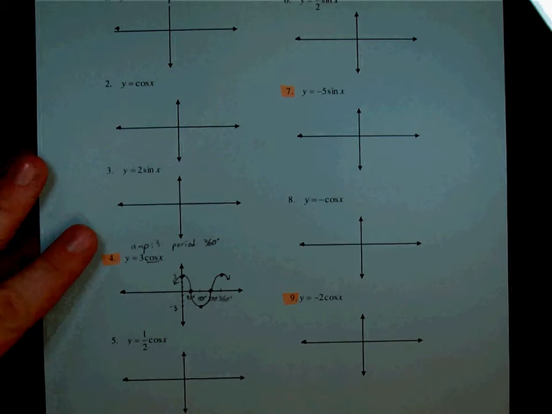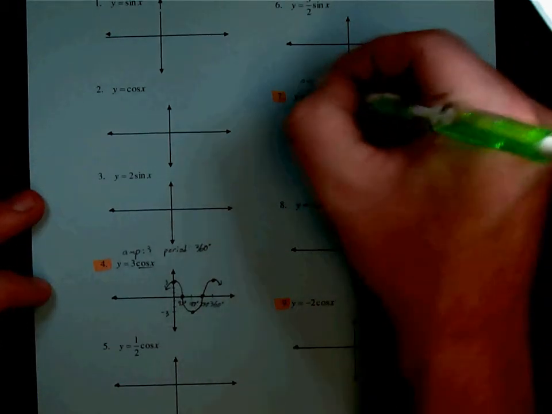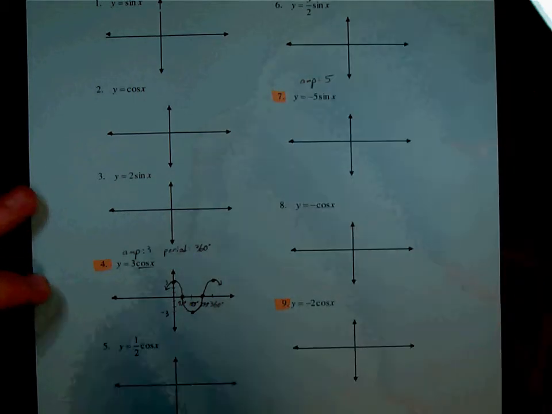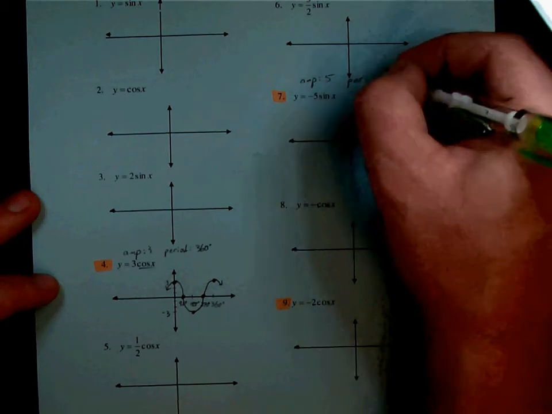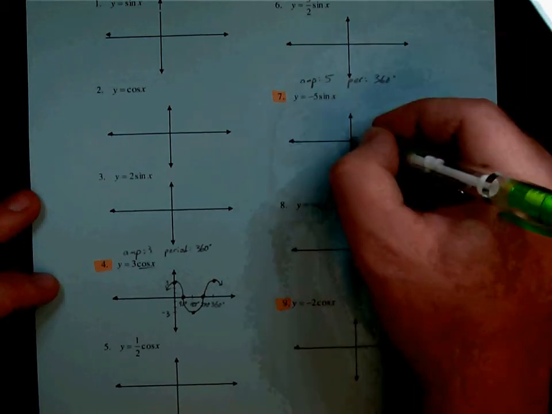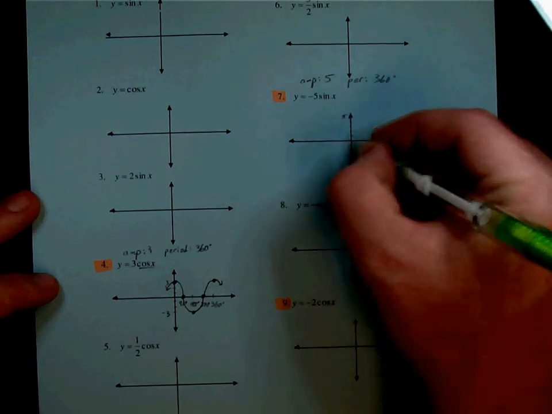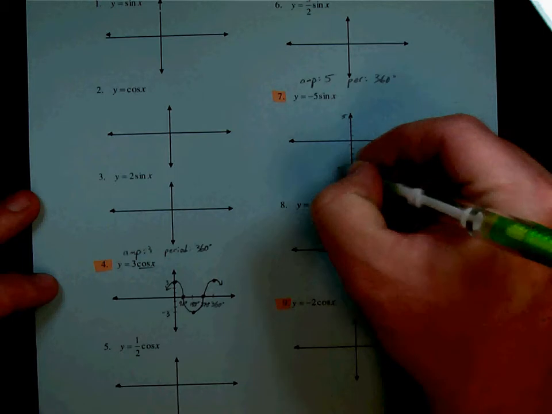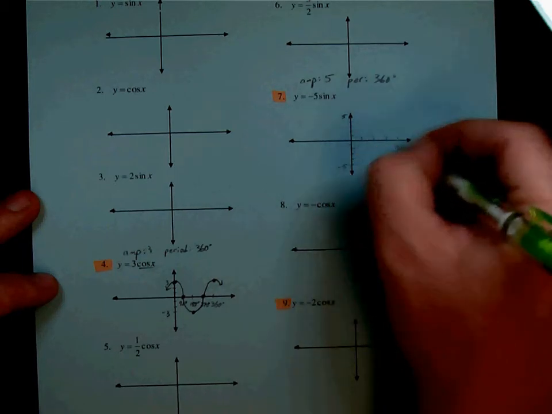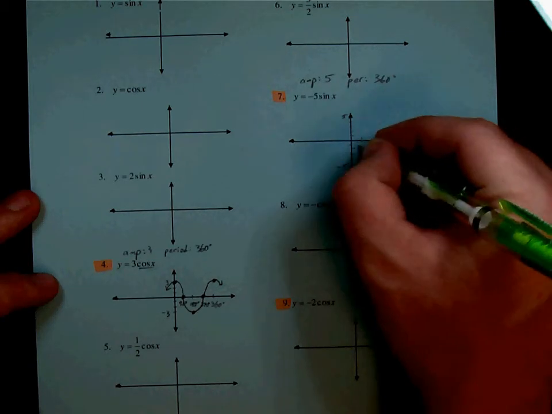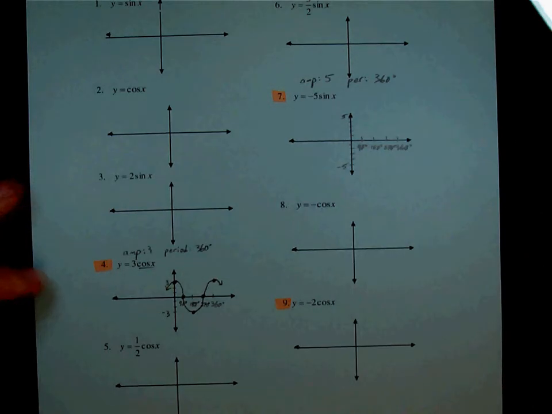Number 7. Here we've got an amplitude of 5. I don't care that it's negative. I mean, I do care when I graph it, but in terms of the amplitude, I don't care. The period, there's no B value, so it's still 360 degrees. It is flipped because of that negative.